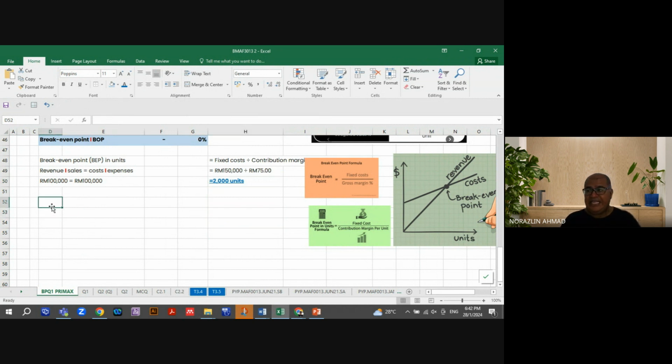Break even point in value, BEP. In value, how much? What are the sales here? Sales equal to expenses. So the total sales or total expenses, the unit is 2,000 units. The formula is BEP in units times the selling price.